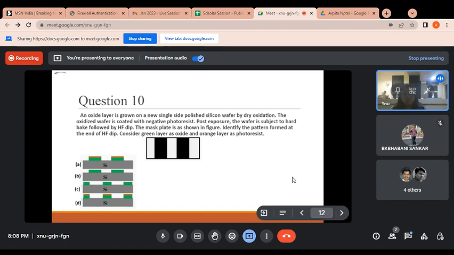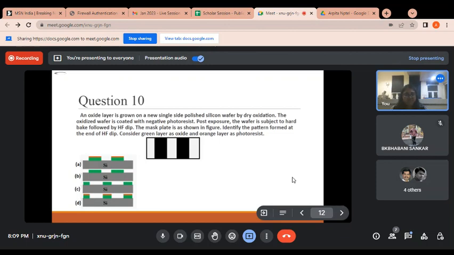An oxide layer is grown on a new single side polished silicon wafer by dry oxidation. The oxidized wafer is coated with negative photoresist. After exposure, the wafer is subjected to hard bake followed by the HF dip. The mask plate is as shown in the figure. Identify the pattern formed at the end of the HF dip. Consider the green layer as the oxide layer and the orange layer as photoresist.